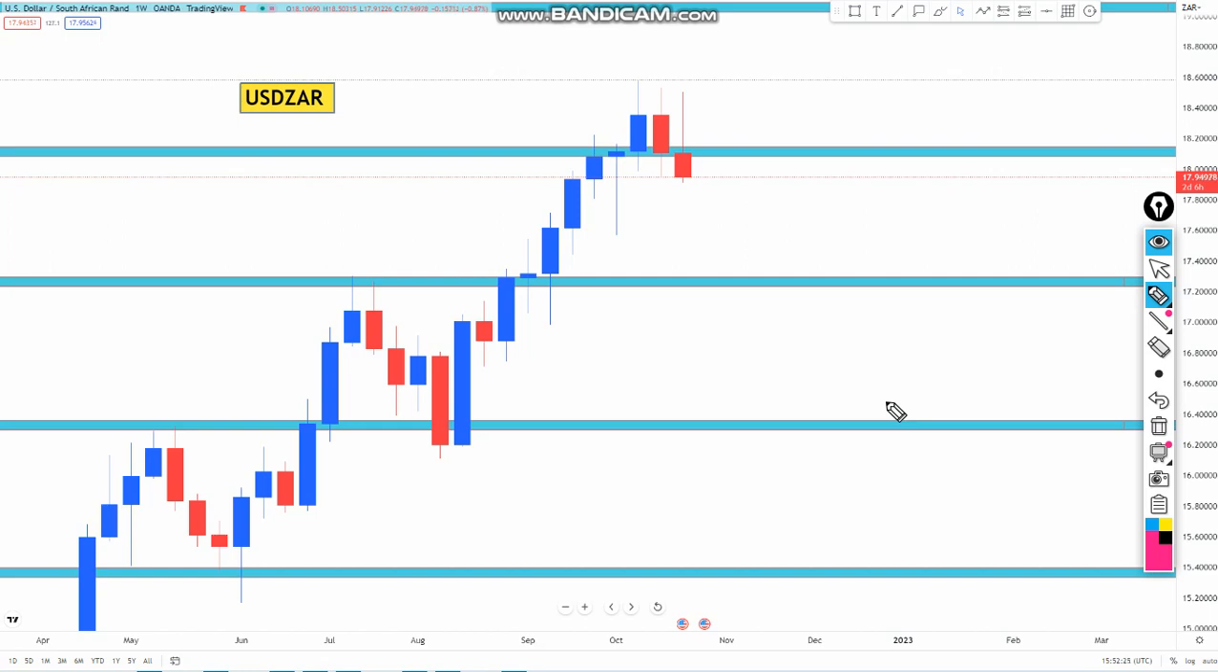USDZAR technical analysis starting on the weekly time frame. All right, so we have some clearly drawn zones over here. These zones are called our weekly zones. Now let's talk about pushes and exhaustion.